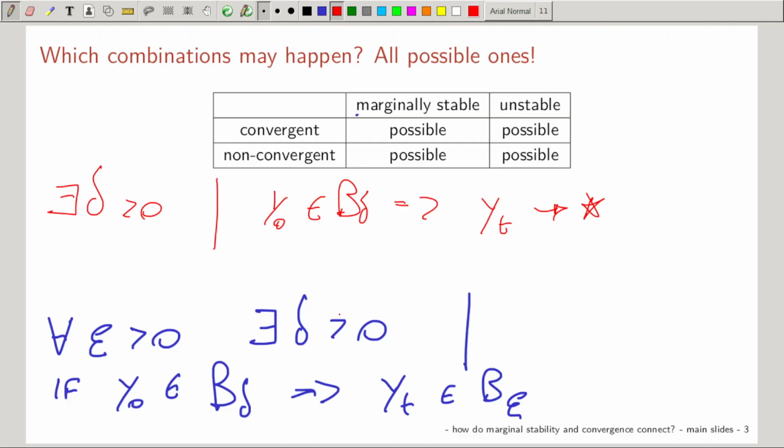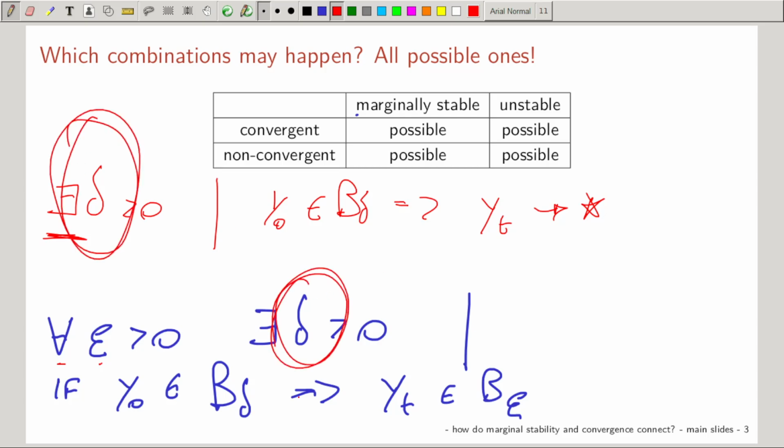Let's go back here. Here we have "exists." Here we have "for every epsilon that exists." Okay? This one and this one, do they need to be the same? No. Let me show you an example. This is a classical misconception, confusing those two deltas.